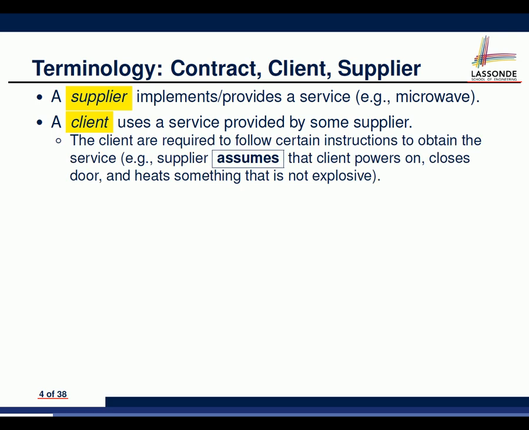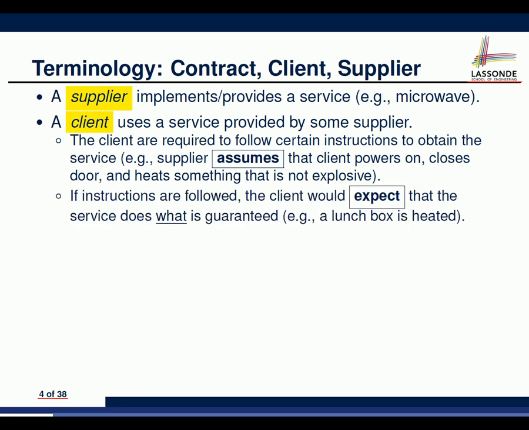Let me go through the wording here. The clients are required to follow certain instructions to obtain the service, which means, for example, the microwave manufacturer assumes the user is going to read the manual and follow certain instructions, right? For example, before you heat the food, turn on the microwave, close the door, and make sure you put in something that's not explosive. So these are the three instructions, let's say. And the supplier is not going to be responsible for any unsatisfactory service if you don't follow any of the instructions, right? Let's say somehow you didn't turn on your microwave and you complain it doesn't work. It's not right. Okay, that's about the client side.